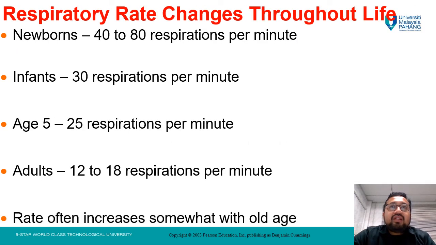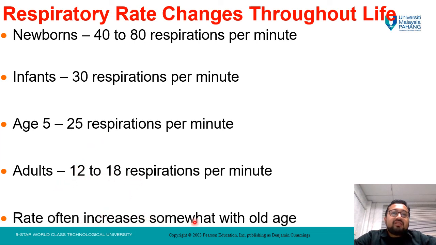So respiratory rate changes throughout life, in different phases of life: when we are newborns, infants, children, and adults. The respiratory rate is also different. The normal rate in newborns, 40 to 80, is considered normal. In infants it regularly decreases: infants 30, children 25, adults 12 to 18 respirations per minute.